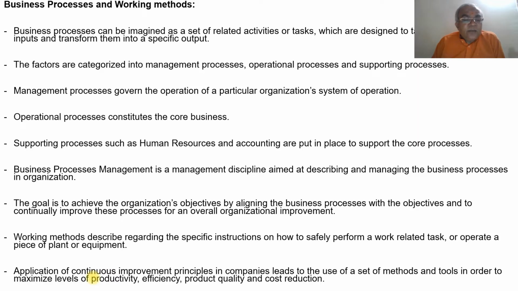If you want to maximize the levels of productivity, once you maximize productivity, what happens? It automatically improves efficiency. Once the productivity is increased, naturally the product quality will be increased, and it will reduce the cost. Once the product quality is improved and the productivity is there, naturally the cost will also come down. So that is the advantage of using this business process and working methods.